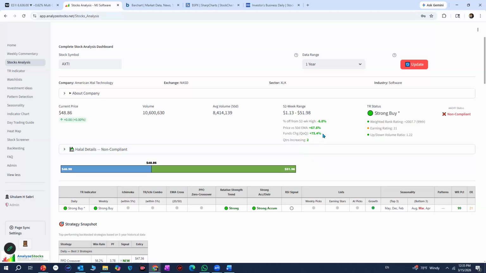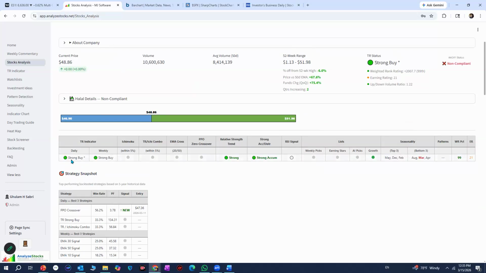Apart from that, look at the funds: 75% increase in the fund ownership. Remember, I showed you a strong buy, a strong accumulation, a strong strength. It was in our growth strategy. Seasonality wise, in the last 5 years, March has been one of the three bottom performing months. So that's the negative point.